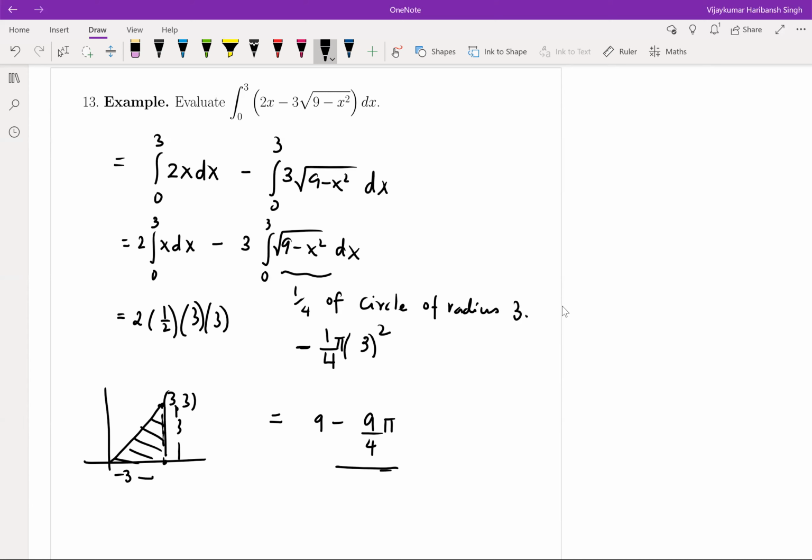So this is the answer. We have this 3 as well, so I should put that 3. So 3 times this, which is going to be 9 minus 27/4 pi. This is the integral. Later on, we'll see techniques on how to evaluate it directly without even appealing to the fact that it is the area of a circle. That will come soon.